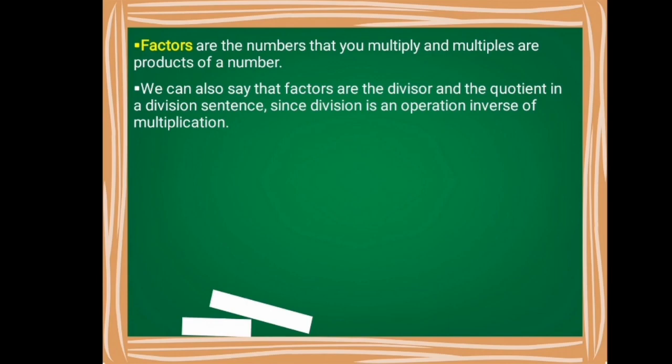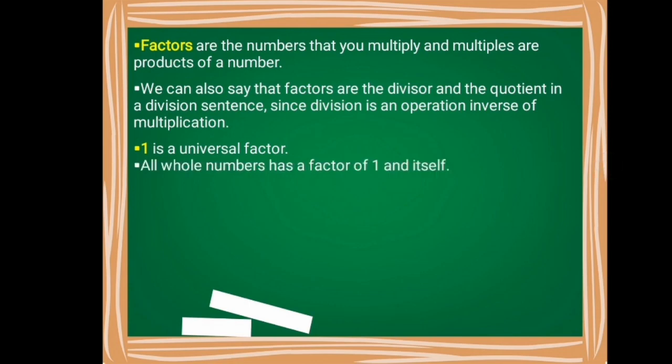We can also say that factors are the divisor and the quotient in a division sentence, since division is an operation inverse of multiplication. 1 is a universal factor because all whole numbers have a factor of 1. All whole numbers have a factor of 1 and itself.